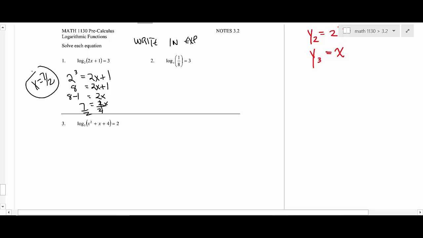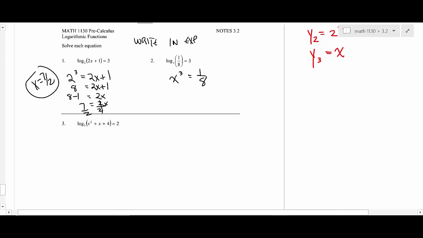Okay, when you have an equation with a logarithm in it, you've got to try to write it in exponential form. Now, we're not going to do the more complicated ones until the next section. We just want to start off with the basics. If you do this one in exponential form, how does that go? x to the third power is equal to 1 over 8.